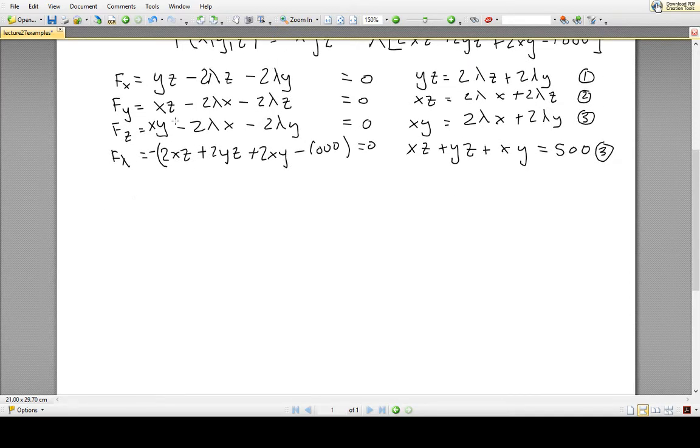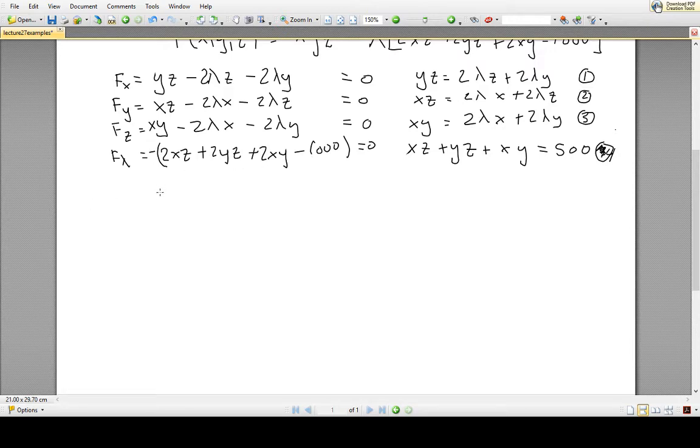So I'm sure there are many ways to solve these four equations. Oops, this is not equation 3 again, this is equation 4. There are probably multiple ways to solve these equations, but I'm just going to choose this one.